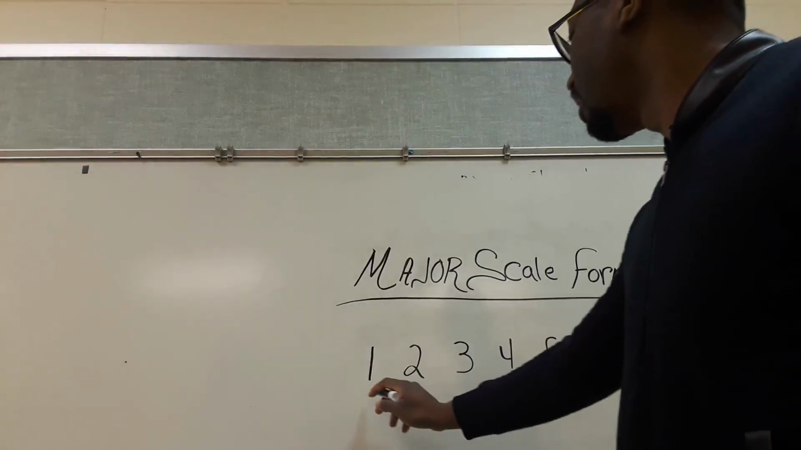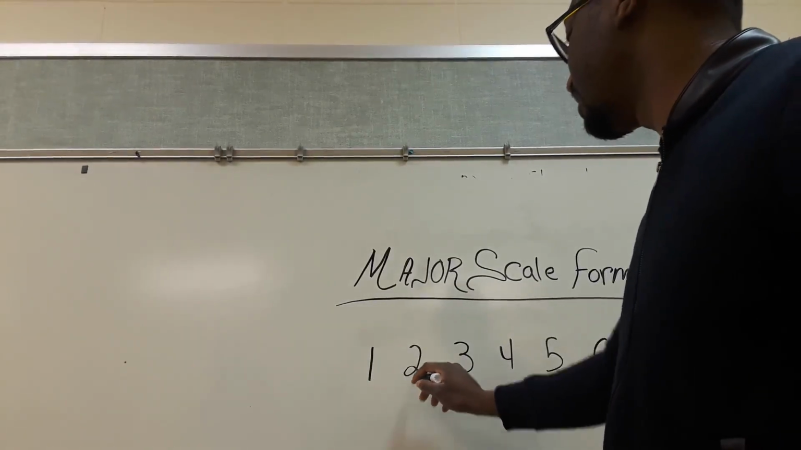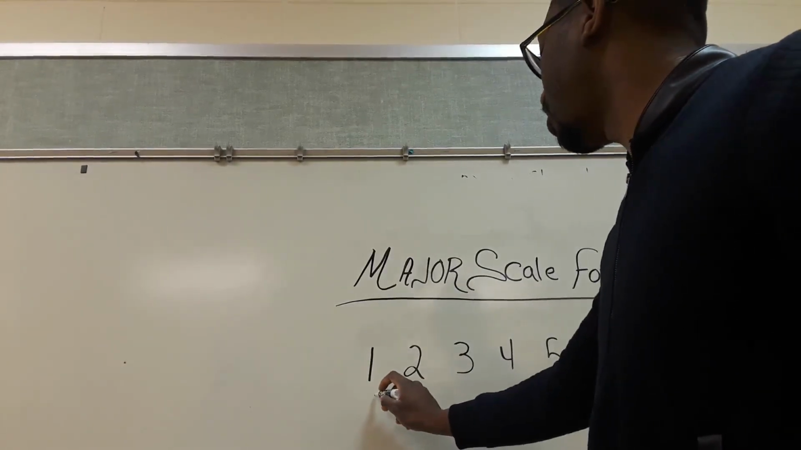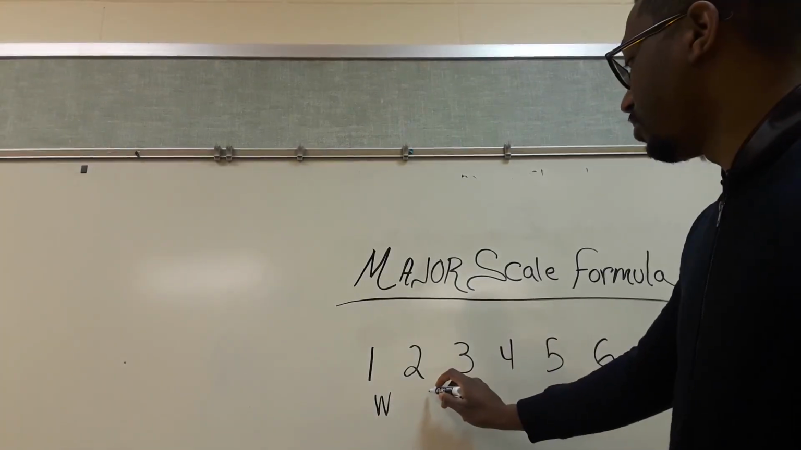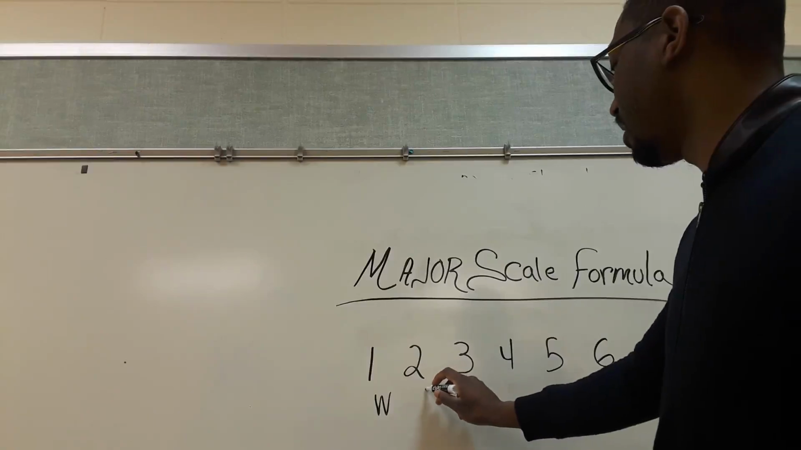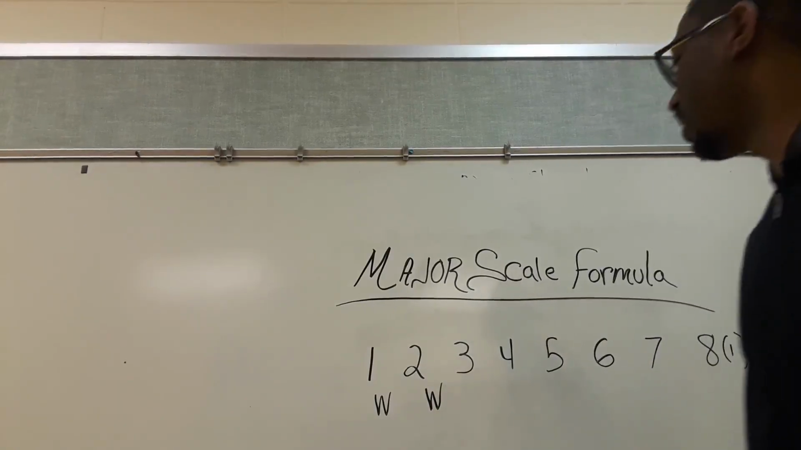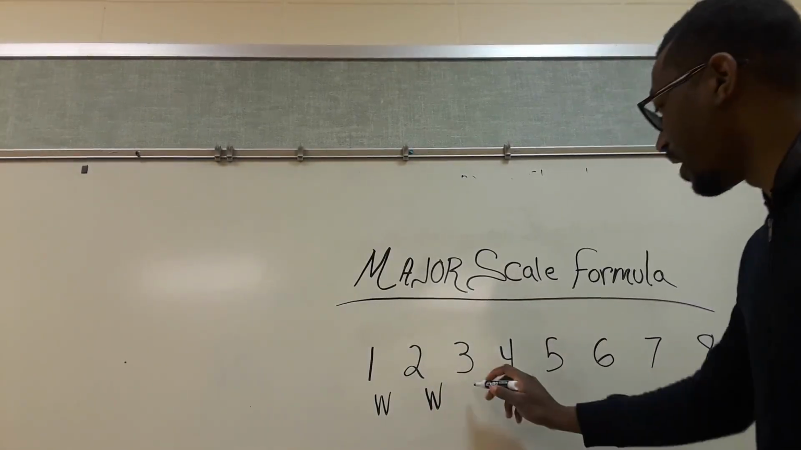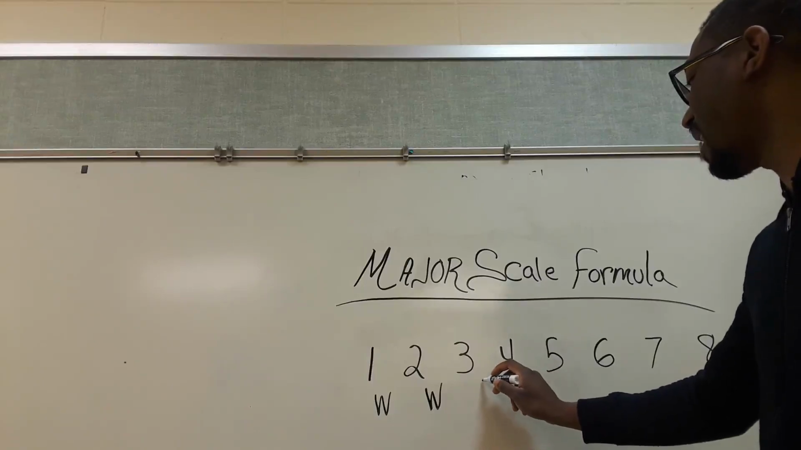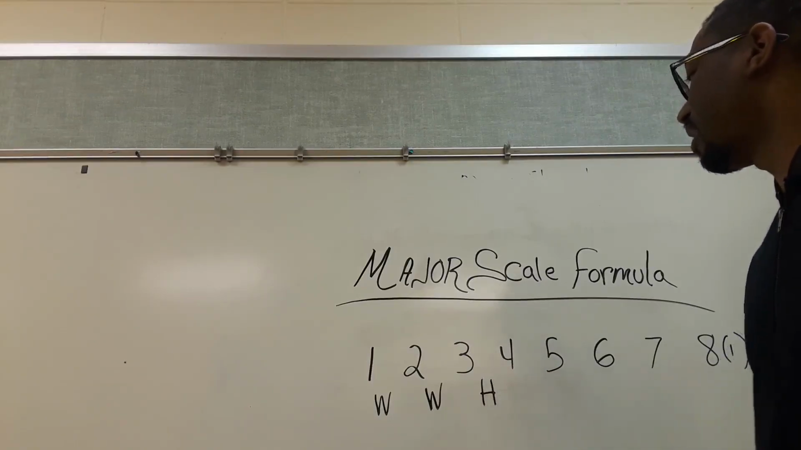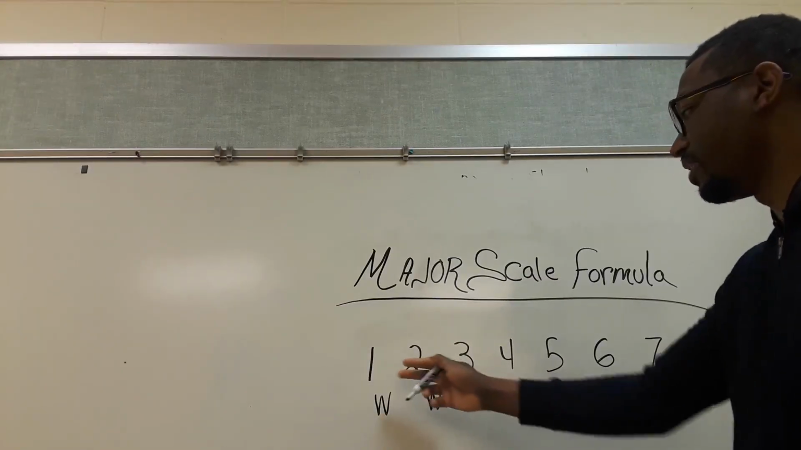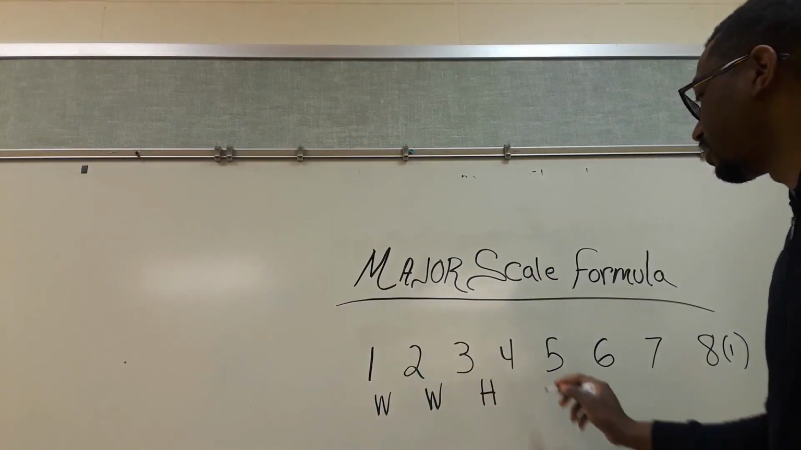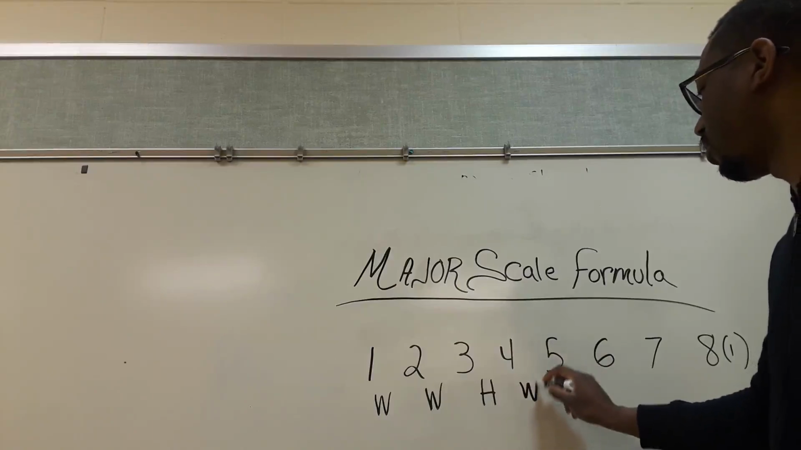Okay, so in between the first scale degree and the second scale degree is a whole step. And we're going to put a W for whole step. In between the second and third is another whole step, another W. We're winning. All right, so 3 to 4 is a half step. Now, the reason why I'm putting them in between is to show you that there is an interval between these scale degrees. 4 to 5 is a whole step.